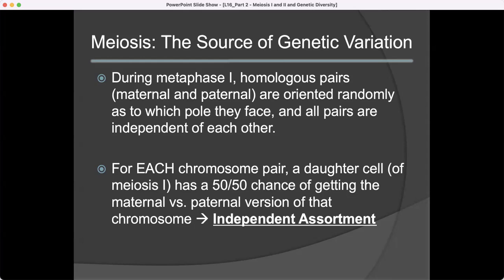So that means that when we line up all of those chromosomes on the metaphase plate, they are sorting themselves completely independently of each other. And that is, in essence, the law of independent assortment. So this greatly increases the genetic potential that we have in producing the gametes.